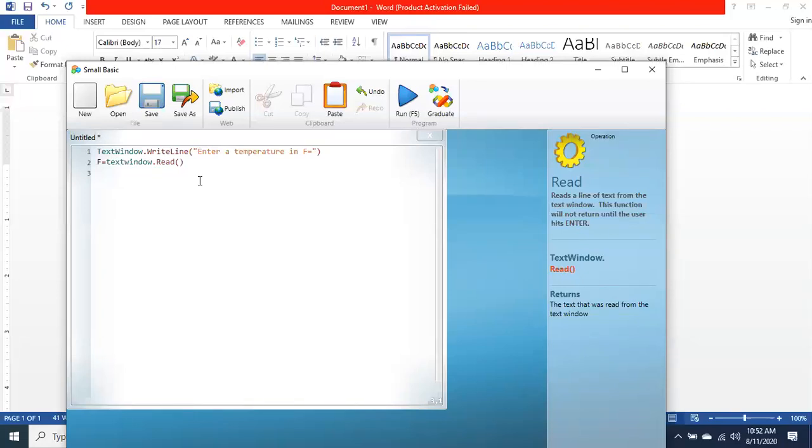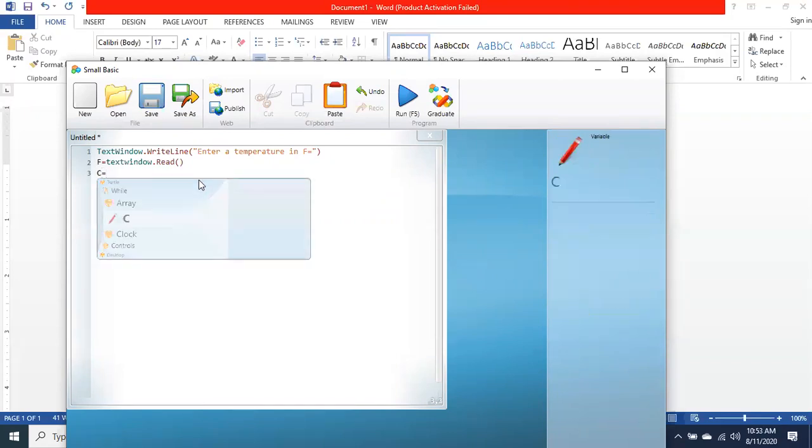And how do we calculate the answer? The answer will be C. If we convert the F into C, what will be the strategy? We will write over here that C is equals to, in the parenthesis, F minus 32, then multiplied by 5, then divided by 9. This is the formula. And how we can print the answer?